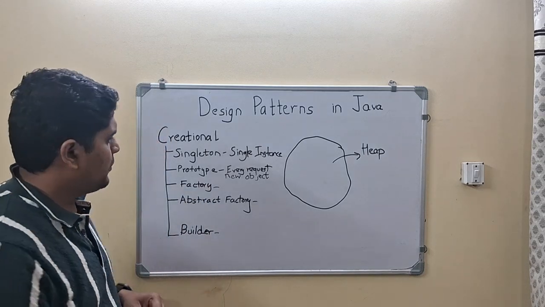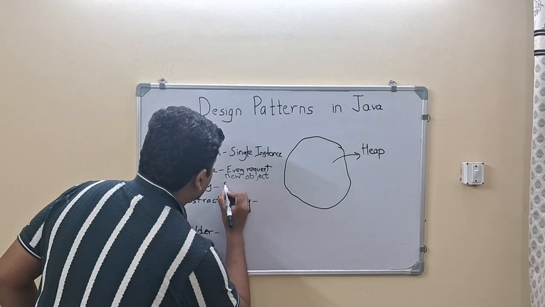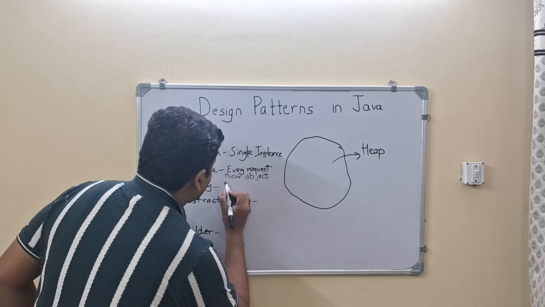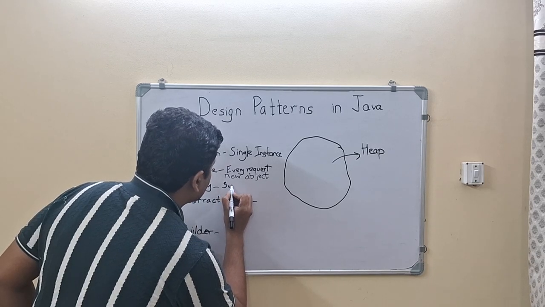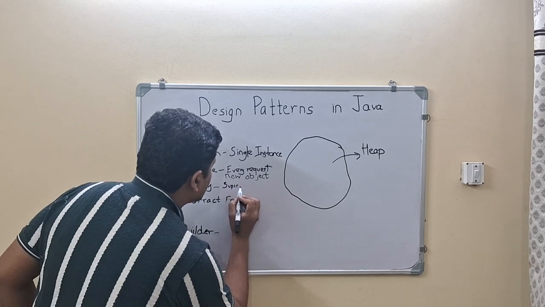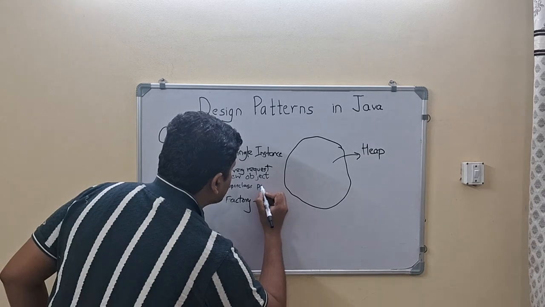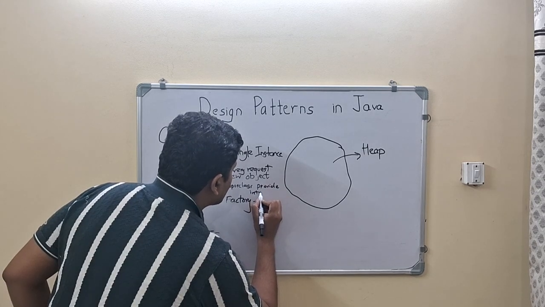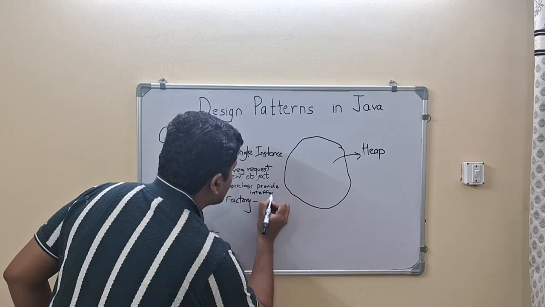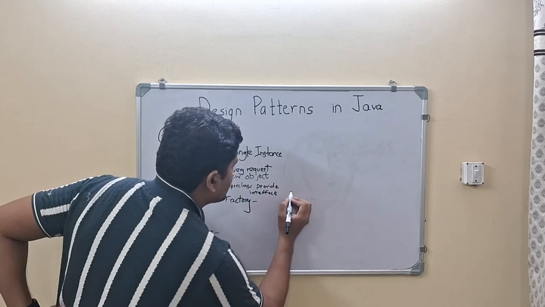And after that we have factory, we create subclasses. So they provide, I mean to say, the superclass provides the interface.